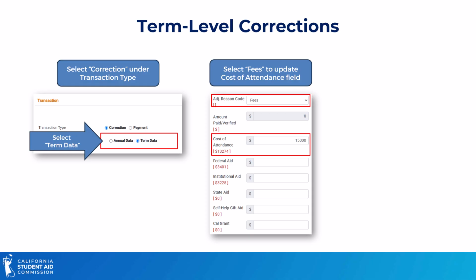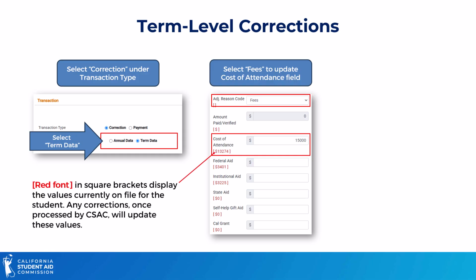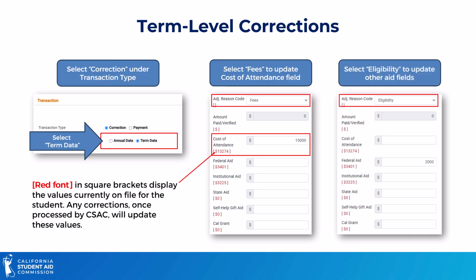When you see numerical values in red font and square brackets, this means that these are the current values on the student's record. In this example, the student's current cost of attendance for the term is $13,274. We are trying to make a correction to make the cost of attendance $15,000. Any corrections once processed by CSAC will update these values in red.